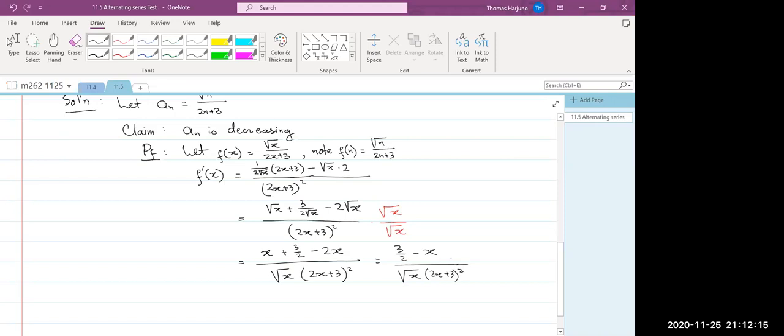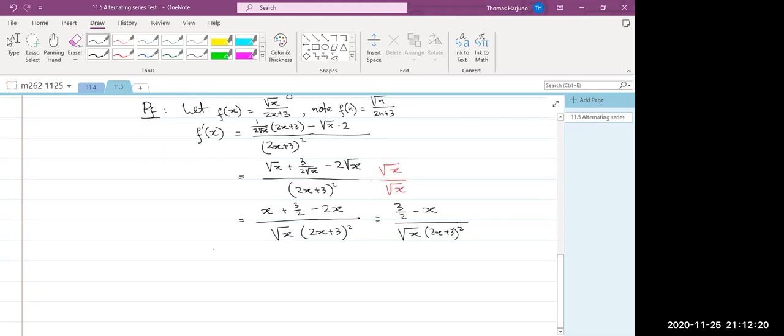This is 3 over 2 minus x, over square root of x times (2x plus 3) squared. Notice that f prime of x is negative when x is greater than 3/2, right? The denominator is already positive. Okay. So it is not decreasing from 1, though. It starts from 1.5.